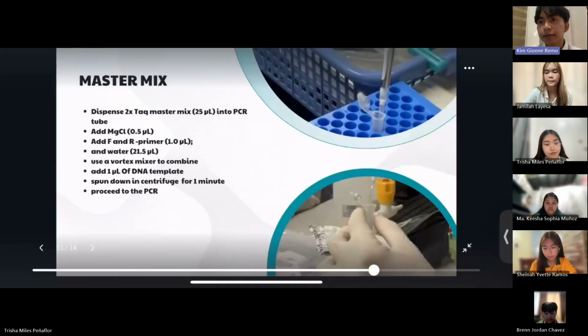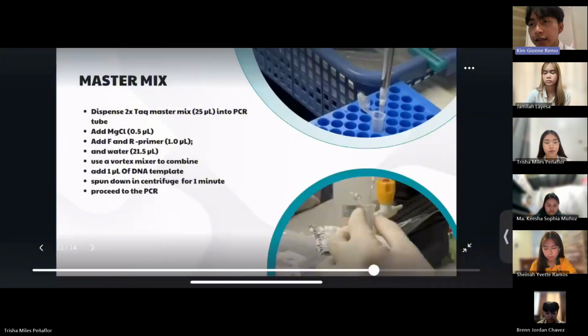Before we conduct our PCR program, the preparation of a master mix is a must. We will be needing a 2 times stock master mix of 25 microliters, magnesium chloride of 0.5 microliters, 1 microliter each of the F and R primers, and 21.5 microliters of water. It is mixed in a PCR tube using a vortex mixer.